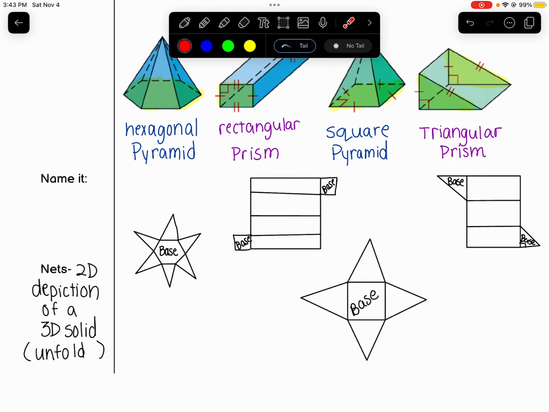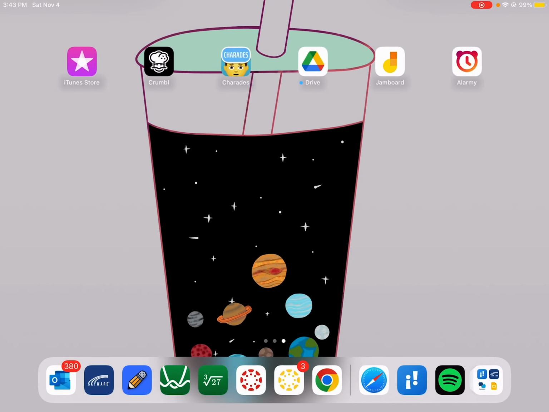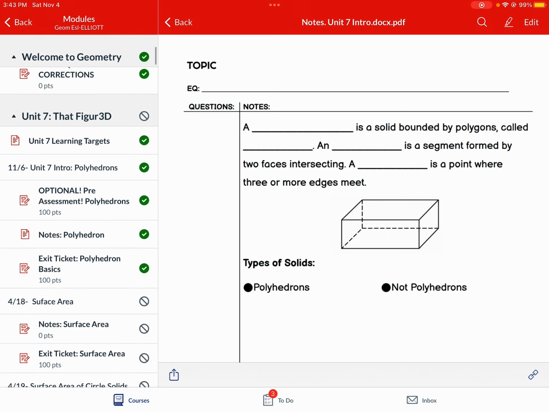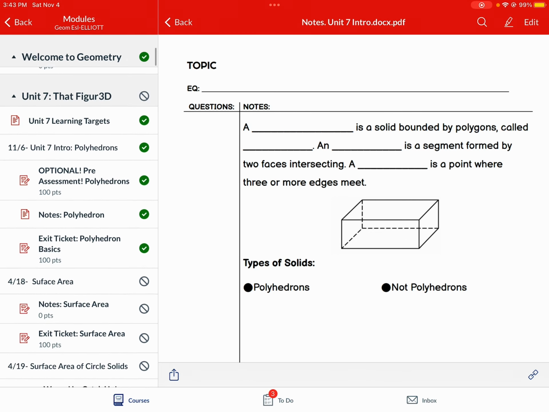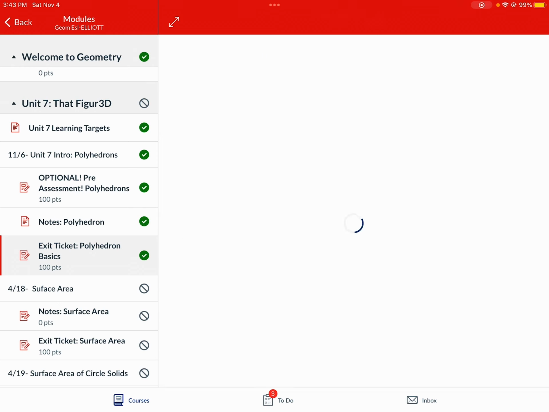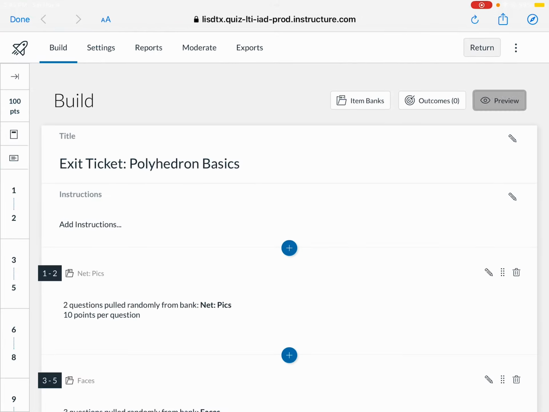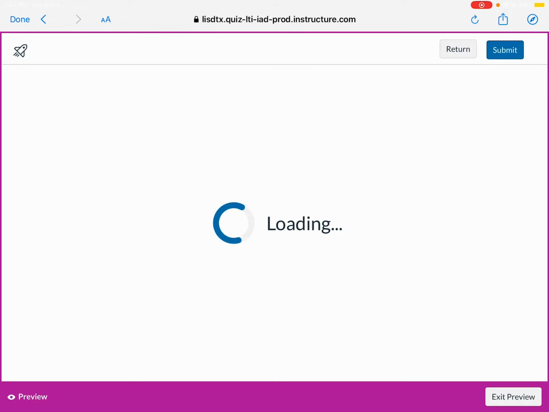And so please use these notes to help you finish the exit ticket that's on Canvas. So where can you find that? Let me show that to you real quick. You're going to open up Canvas, and right here under November 6th, you'll see the notes where you're watching this video, of course, and then you can press next if you want to get the exit ticket. Go ahead and click that Launch External Tool button and get started with your first problem. Let's take a look at our first problem.